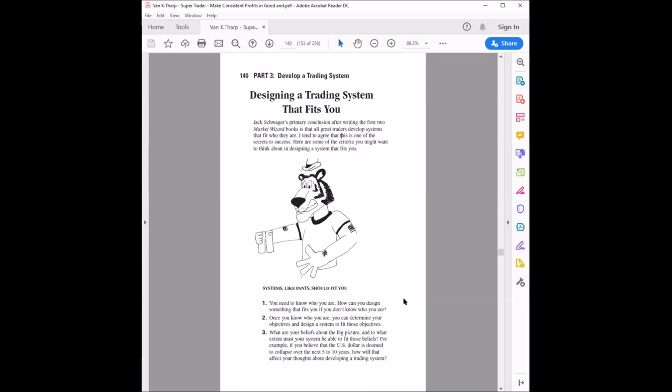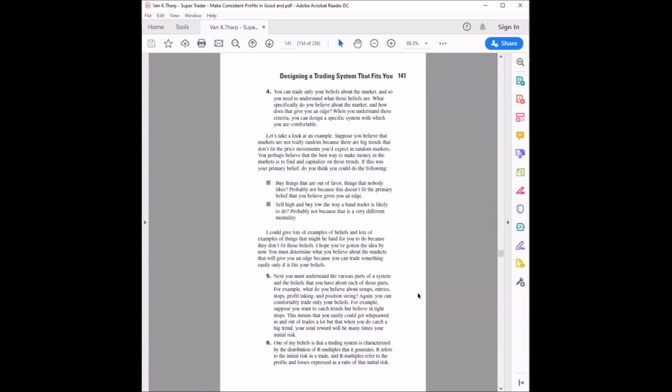What are your beliefs about the big picture? To what extent must your system be able to fit the beliefs? For example, if you believe the US dollar is doomed to collapse over the next 5 to 10 years, how funny is that? How will that affect your thoughts about developing a trading system? Then he says you can trade only your beliefs about the market, so you need to understand what those beliefs are. What specifically do you believe about the market, and how does that give you an edge? When you understand these criteria, you can design a system with which you're comfortable.